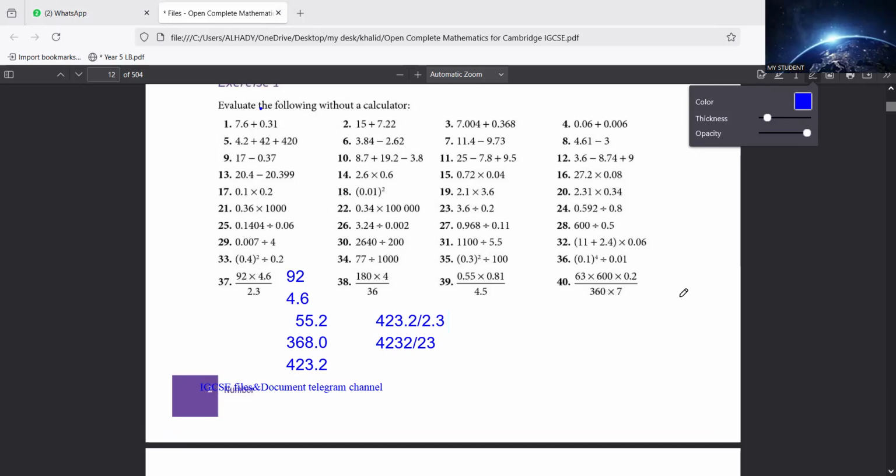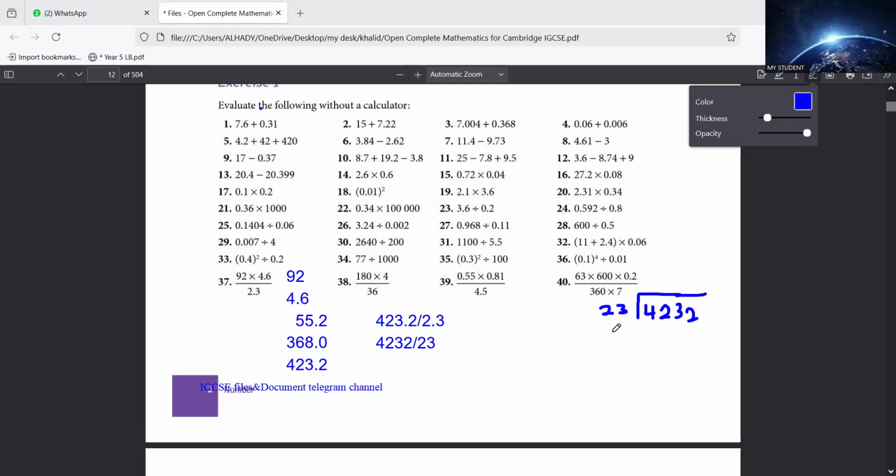Okay, we're going to do what? This is the division house. And we write here 4,232. We divide by what? By 23.